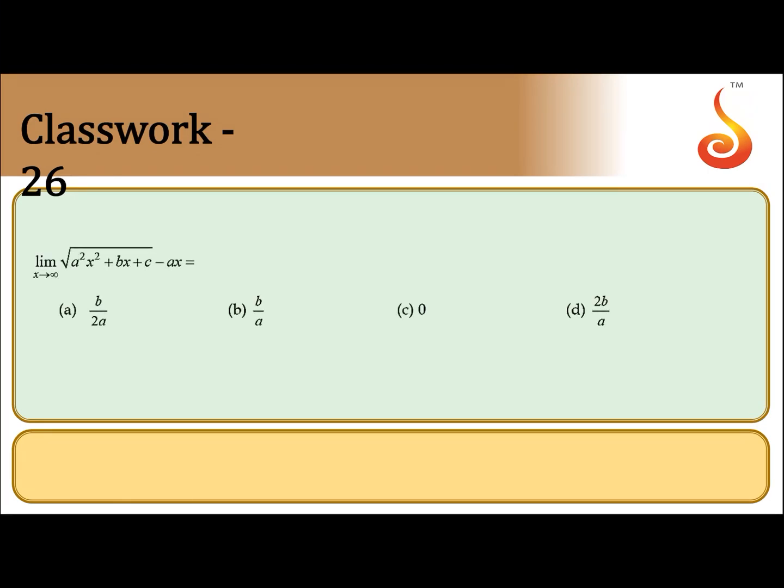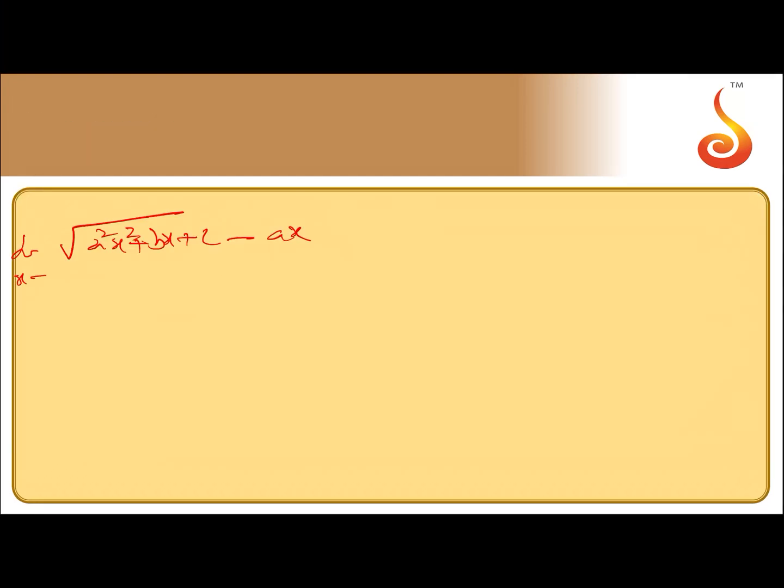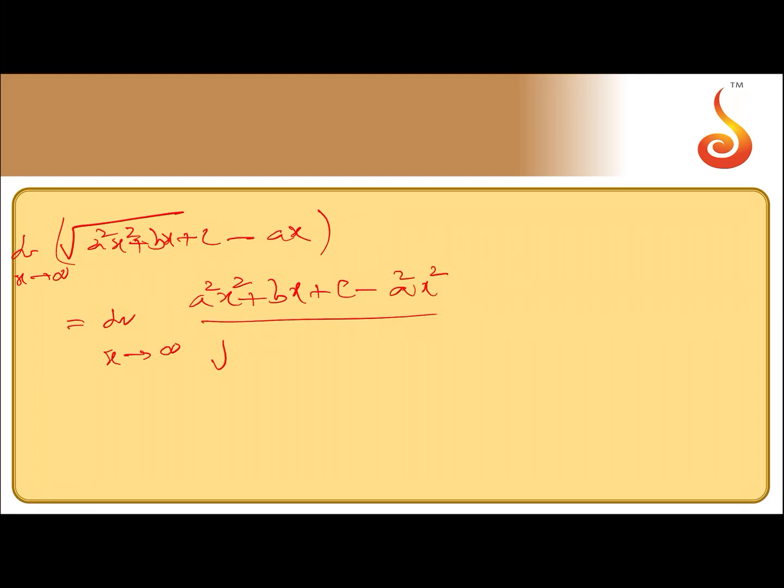Coming to the next one, limit x tends to infinity, square root. I hope we can just directly rationalize this one. So the square root of a square x square plus bx plus c, minus ax. Of course, the limit as x extends to infinity. If you rationalize this one, it is the limit as x extends to infinity of a square x square plus bx plus c minus a square x square, divided by root over a square x square plus bx plus c, plus ax. Of course, these two get cancelled.